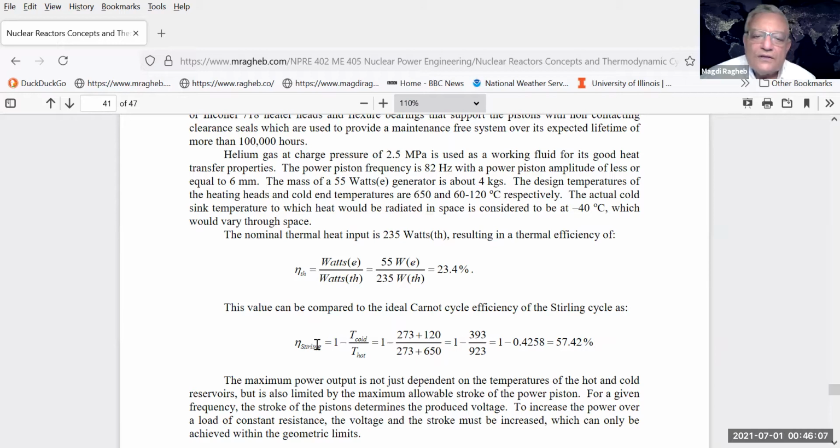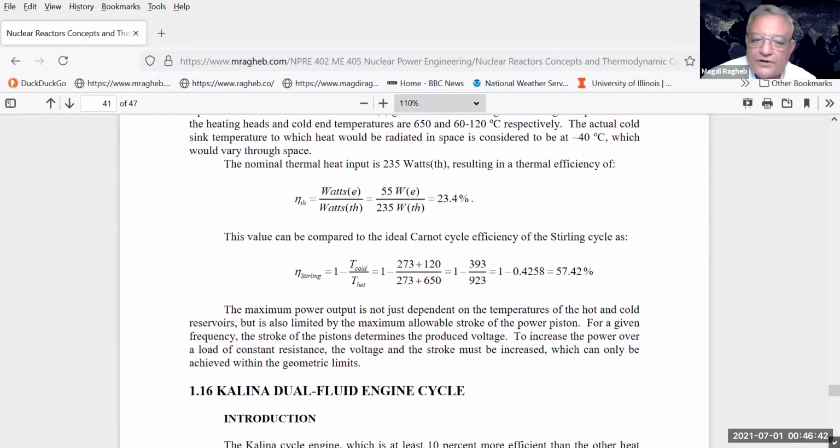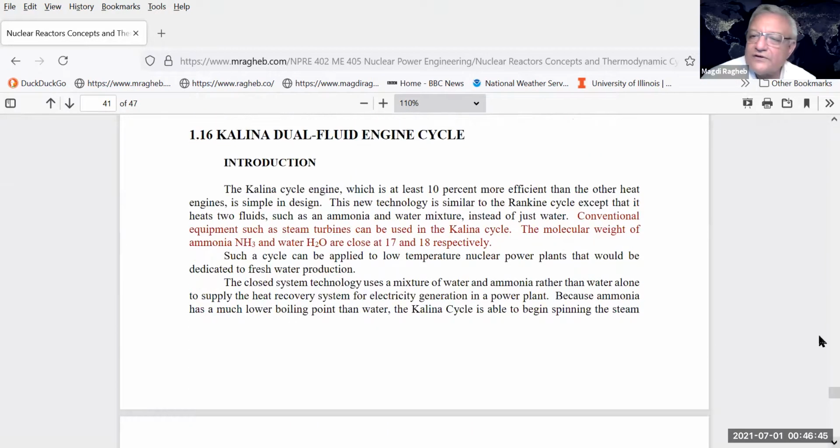So if you take the Stirling cycle efficiency, which is the same as the cycle efficiency for the Carnot cycle, if you heat up your element, the hot part, to 650 degrees Celsius, and you have a rejection, the cold temperature to space is 120 degrees plus 273, that's in Kelvin degrees. You look at the efficiency that you can reach. You can reach about 60% efficiency compared to 30% efficiency for light water and boiling water reactors. So the Stirling cycle is a very, very promising cycle for future applications.